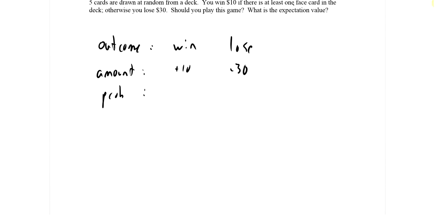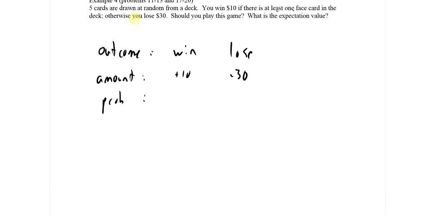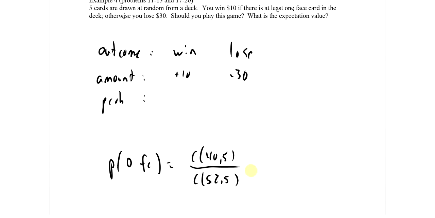What's easier to calculate? Getting at least 1 face card or getting no face cards? The probability of getting no face cards is easier because all that is picking 5 cards out of the 40 cards that are not face cards and then dividing by the number of 5-card hands. Again, at least 1 face card often means look at the complement. That might be easier to calculate. So the probability of 0 face cards is this, and that's 0.2532. So your probability of losing is 0.2532.